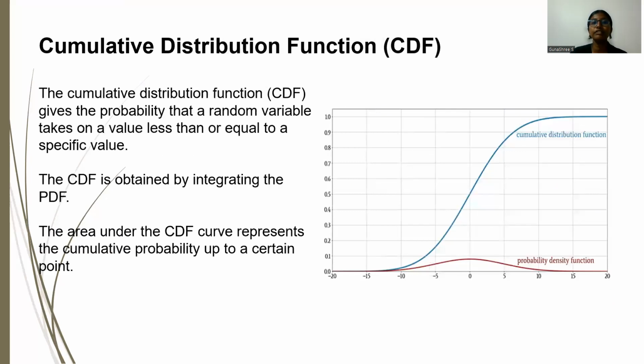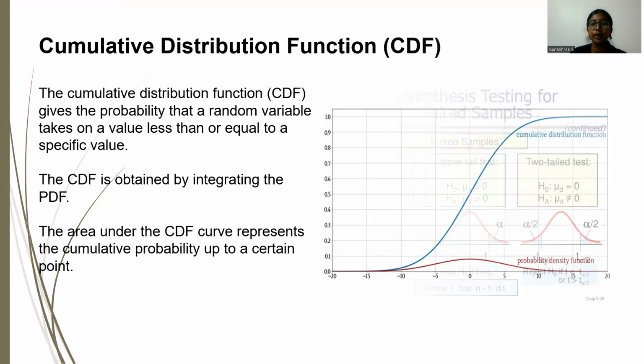Moving on to the cumulative distribution function. This gives the probability that a random variable will take a value less than or equal to a specific value. The cumulative distribution function is obtained by integrating the probability density function. The area under this curve represents the cumulative probability up to a certain point.